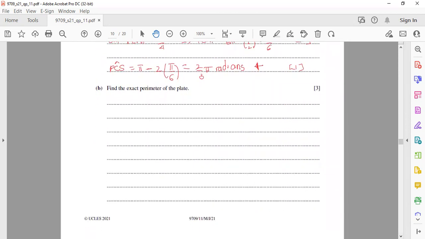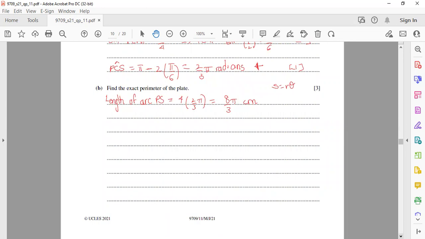So length of arc PS. You know that length of arc is given by s is equal to r theta. So we know that the radius is 4 centimeters, and the angle which lies between, which is PCS, is 2/3 pi radians. The length of arc PS is equal to 8/3 pi. Since it's in centimeters, let's write centimeters.